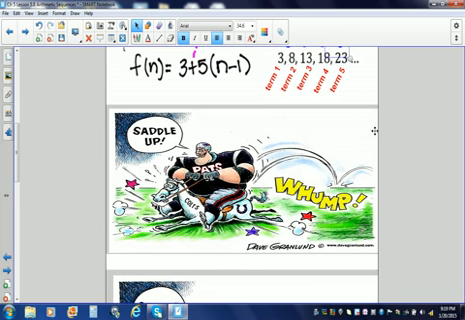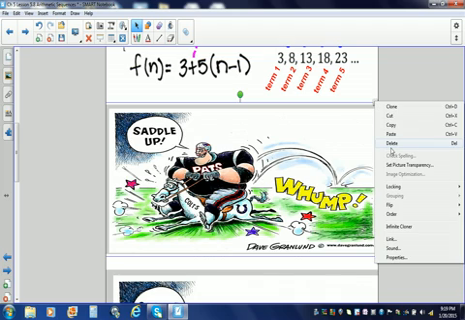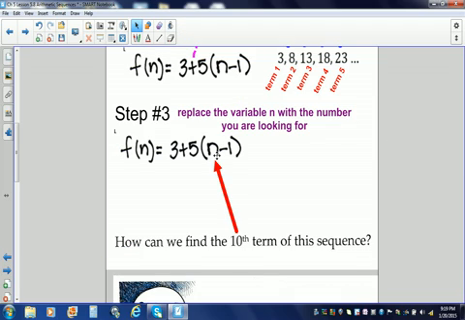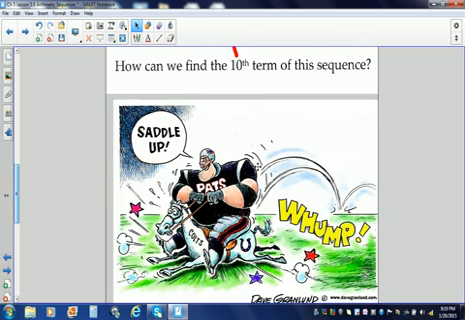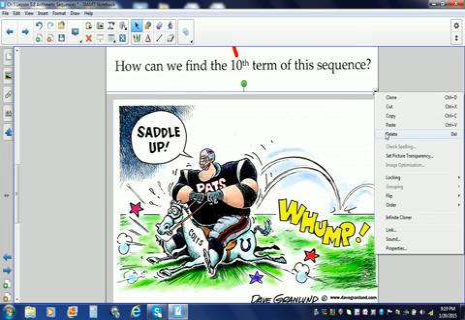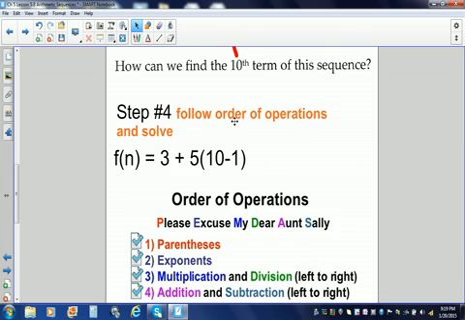Nice picture, Mr. Phillips. I try to please. Step 3, replace the variable n with the number you're looking for. You're looking for the 10th term, so replace the n with 10. If I was looking for the 20th term, replace it with 20. If I was looking for the 31st term, you got it, replace it with 31. Then follow the order of operations and solve the problem.